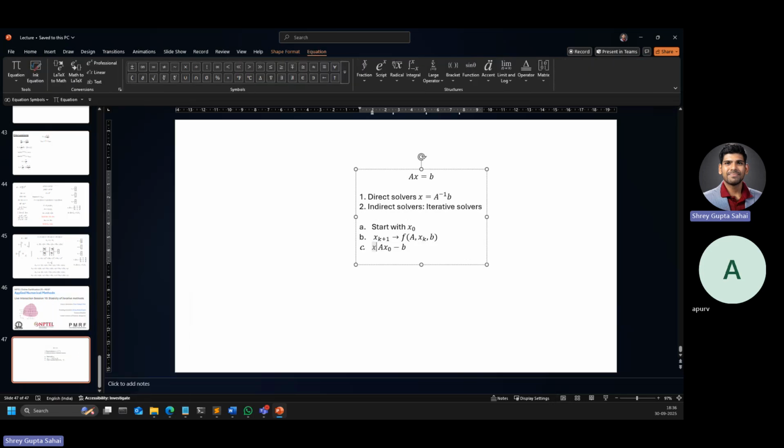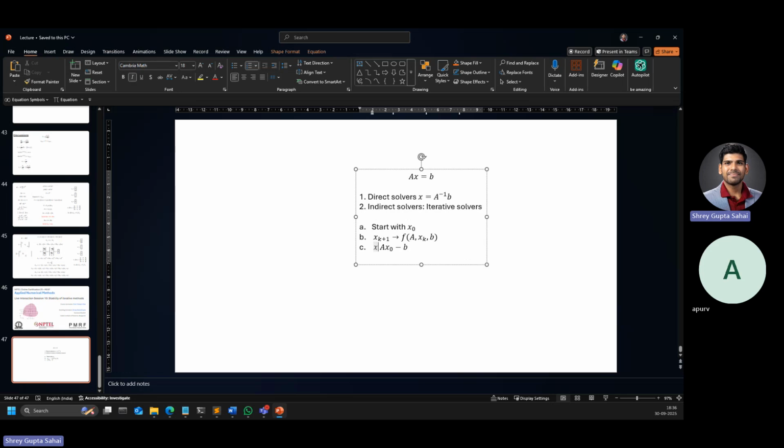I think you are aware of Gauss-Seidel. Has sir explicitly discussed Gauss-Seidel and Jacobi's method, or is it something that you read on your own? Yes, it has been discussed. It has been discussed, right? Yes, sir. And how AX equals B becomes very expensive, has that also been discussed well, right? Yes, sir. Okay, great.